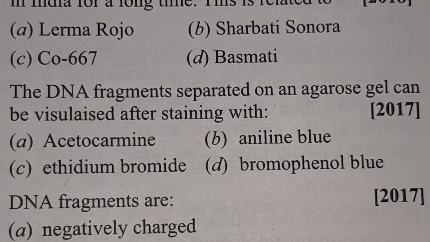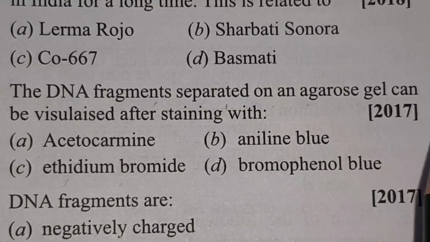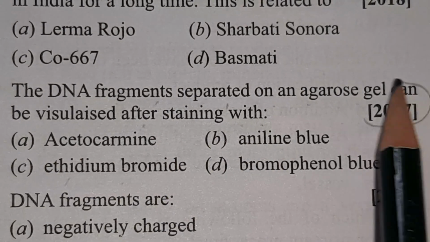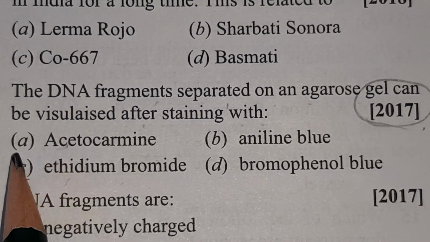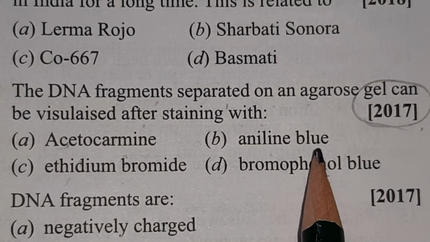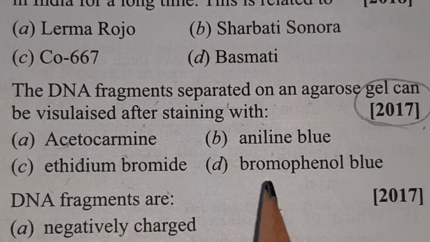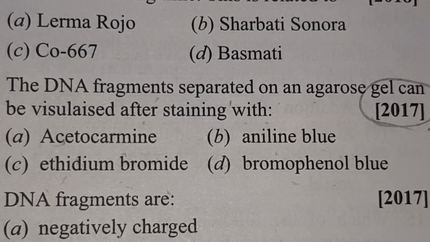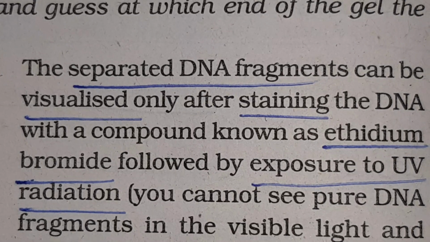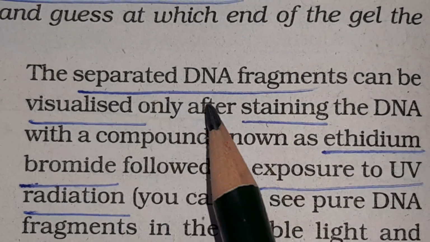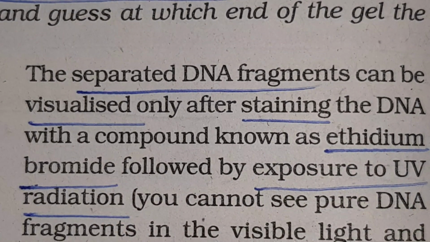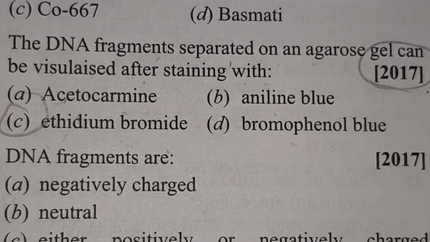The next question is, the DNA fragments separated on an agarose gel can be visualized after staining with, and this question is of 2017 paper. A. Acetocarmine, B. Aniline blue, C. Ethidium bromide, D. Bromophenol blue. The correct answer for this is C. Ethidium bromide. This is from page number 198. The separated DNA fragments can be visualized only after staining the DNA with a compound known as ethidium bromide. So the answer is ethidium bromide.